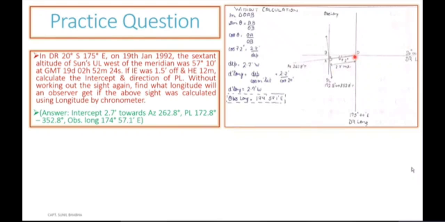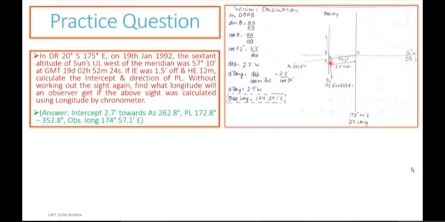So from the DR position, we go towards the body, which is in this direction, 262.8. And at a distance of 2.7 miles, we get the ITP. And from the ITP, we can draw the position line perpendicular to the azimuth of the body. And the direction of the PL will be 172.8 and 352.8 degrees true. So this is how we can plot the intercept position line.